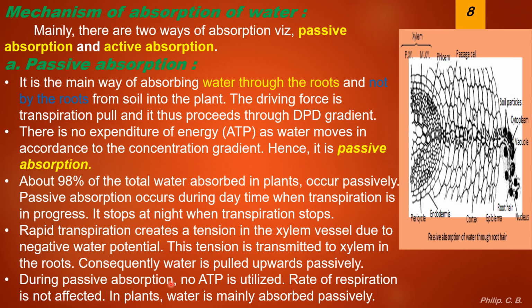During passive absorption, no ATP is utilized. As we just read earlier, the rate of respiration is not affected. In plants, water is mainly absorbed passively. So most of the water absorption which is carried out in plants is passive absorption.